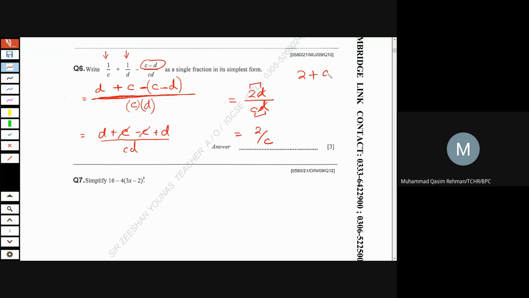But if it was 2 plus D over CD, that would have been the final answer. I cannot cancel these two D's out. Okay. Remember, we can only cancel out the factors. 2 plus D, they're not factors. Factors are when something is being multiplied, which is the case here. So 2 over C is the final answer.